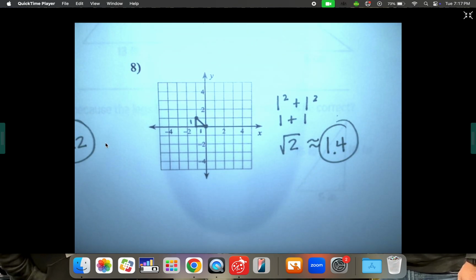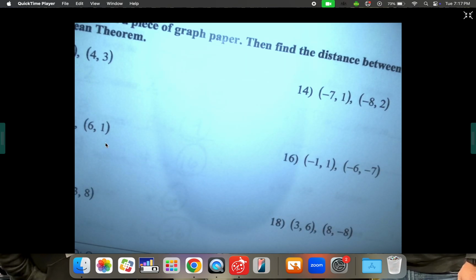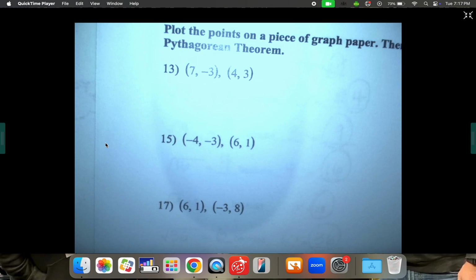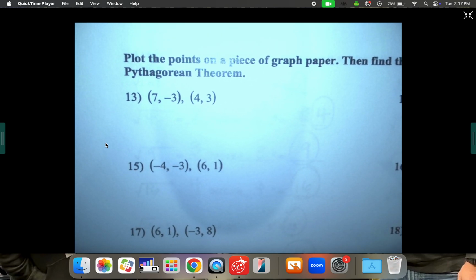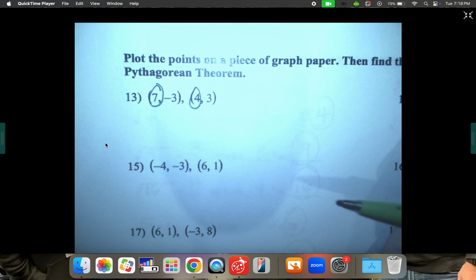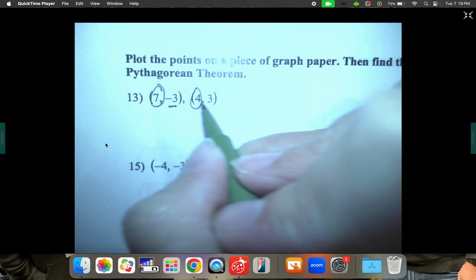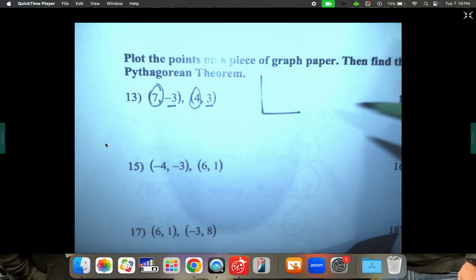Okay. All right, let's look at the top of the next page because sometimes you're going to find coordinate distances that do not have graphs. So here's what you're going to do. You're going to find the distance of just the x's, and then you're going to find the distance of just the y's, and those are your straight legs.